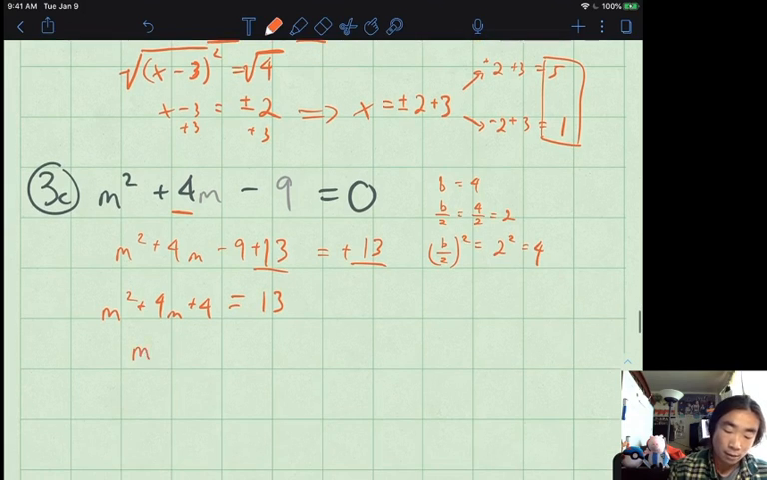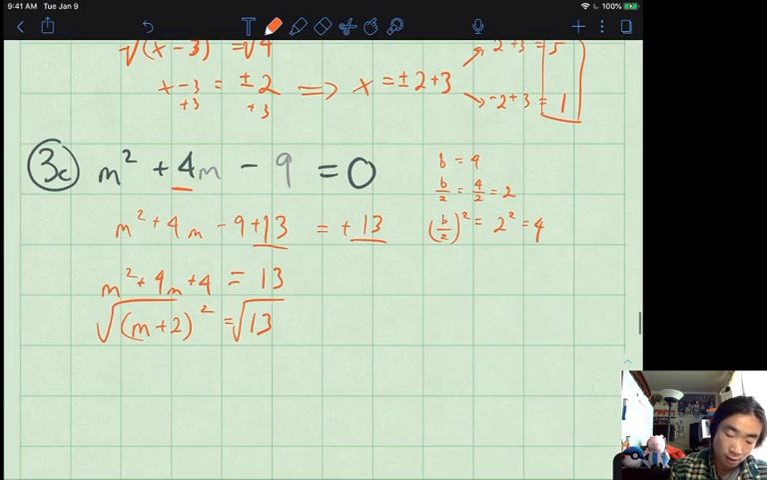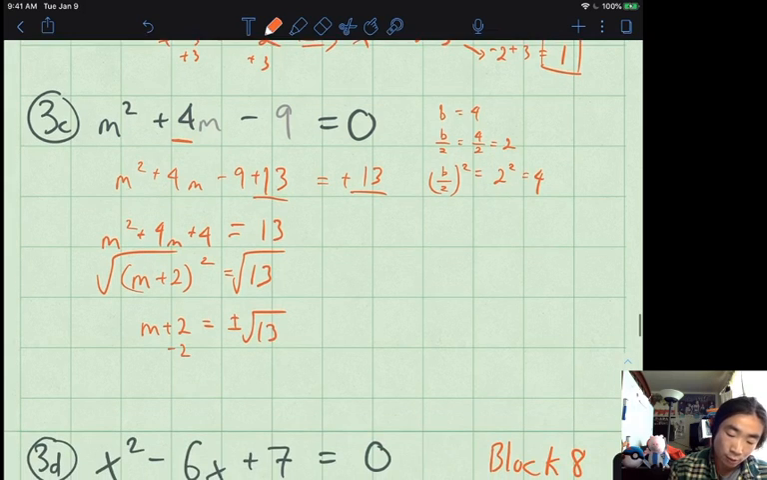And then you can factor m plus 2 squared equals 13. Square root both sides. M plus 2 equals plus or minus the square root of 13. Subtract 2 from both sides. M equals -2 plus or minus square root 13. And we'll just stop there.